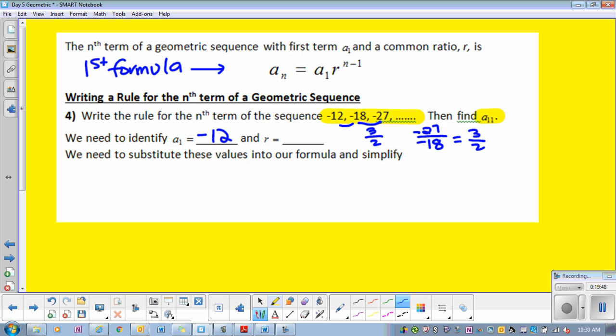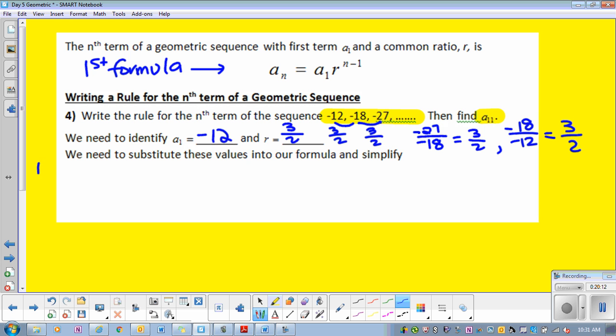And then do this one. Try that one, just in case. Negative 18 divided by negative 12. Does that also give me 3 halves? Yes. Cindy says yes. Good. It should, because this is geometric. So then that means my R equals 3 halves. Do you agree?